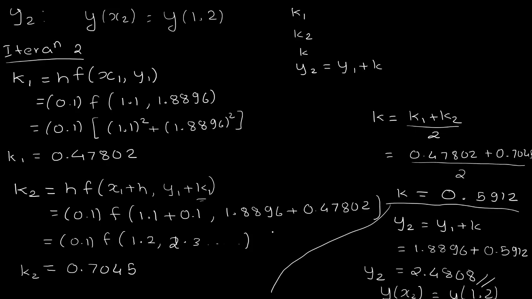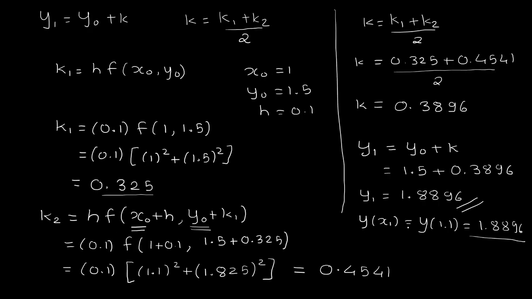Now since only y at 1.2 has been asked, this is our final answer, y2 is 2.4808. If y of 1.1 had been asked, we would have stopped here and just found y1, that is y at 1.1, which is 1.8896, and we would have stopped. So this is about the second order Runge-Kutta method, also known as Euler's modified method.